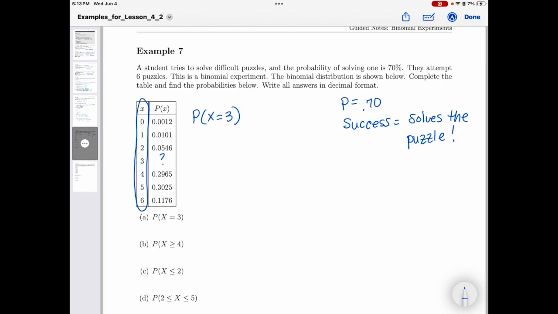So we're going to take 1 minus 0.0012 minus 0.0101 minus 0.0546, and we're going to subtract also 0.2965 minus 0.3025, and then the last one is minus 0.1176. When we subtract all those values from 1, we're going to get that the probability of x is equal to 3 is 0.2175. So let's put that in our table.